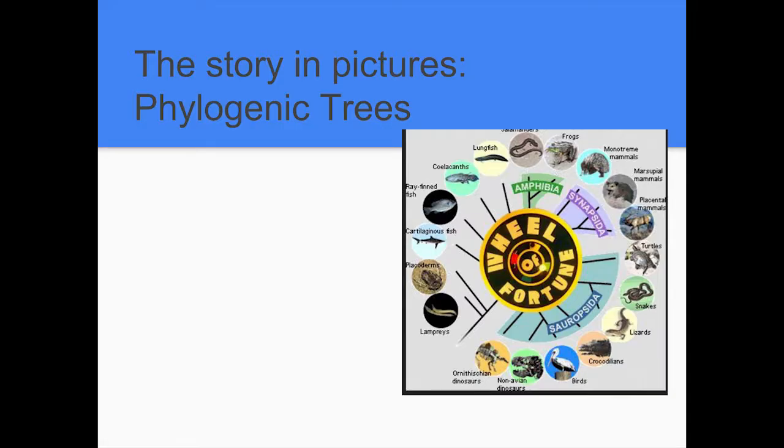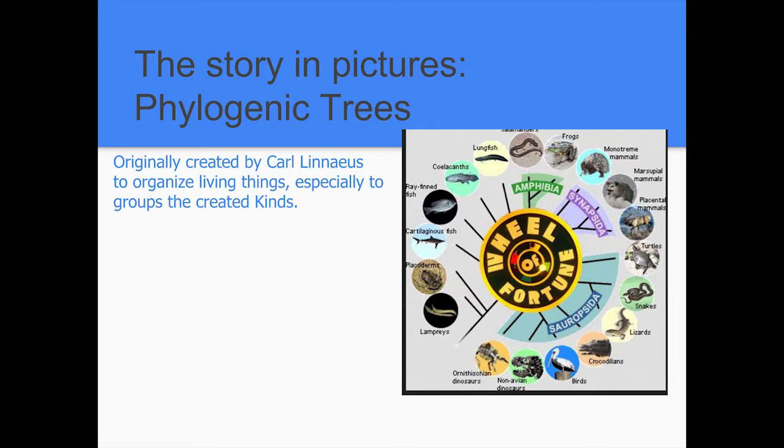So the Darwinian Tree of Life is essentially a phylogenetic tree, a tree which is a picture representing different relationships between species based on having common ancestors. Now, originally the phylogenetic trees were created by Carl Linnaeus to organize living things, especially to group the created kinds. Carl Linnaeus intended to try to figure out, well, when Genesis says God made everything according to its kind, what were the kinds and how can we group them to sort of help understand the relationship between the different kinds?